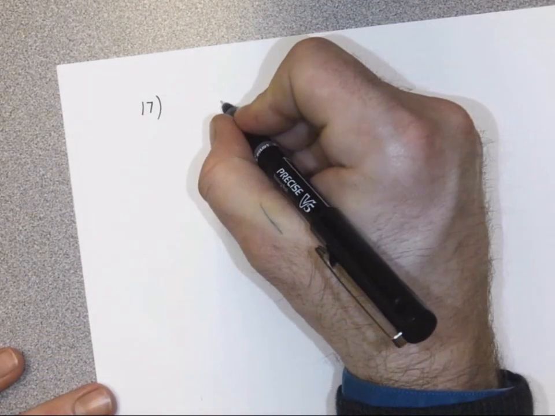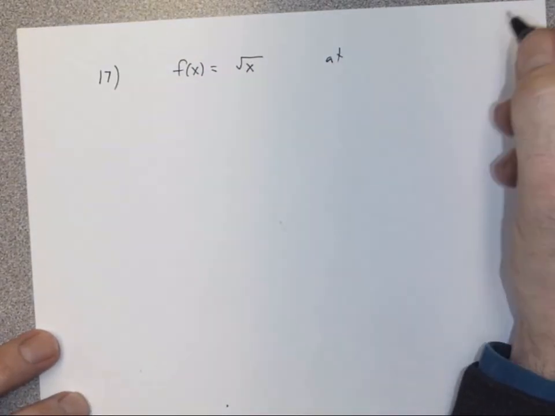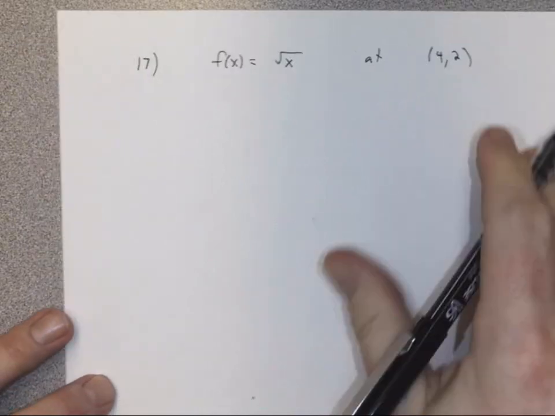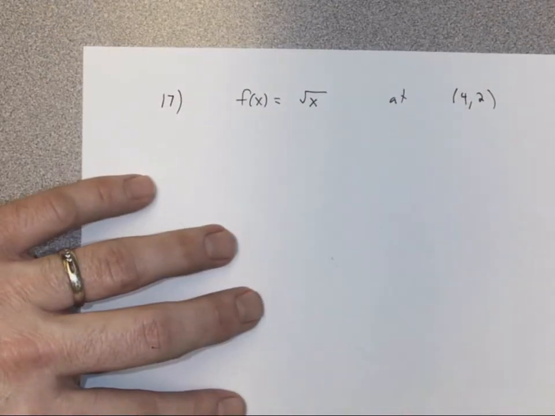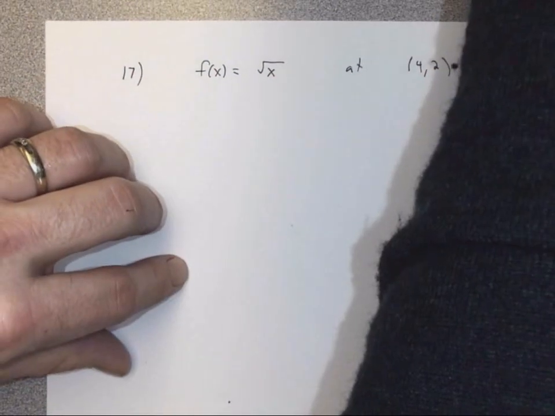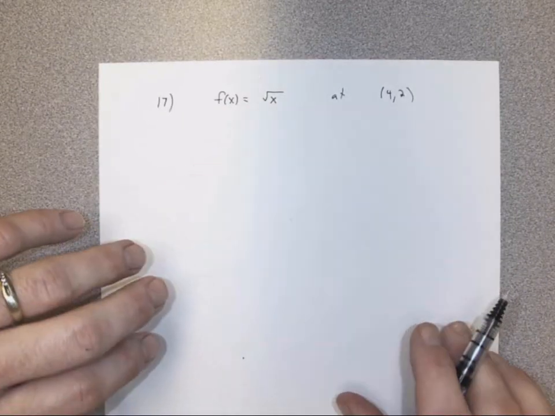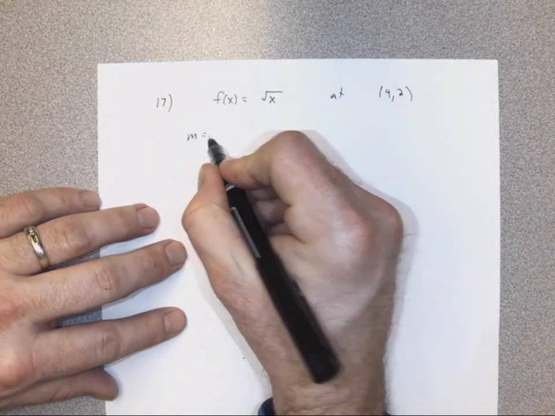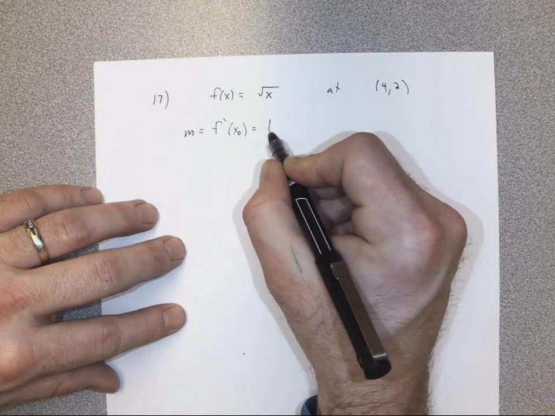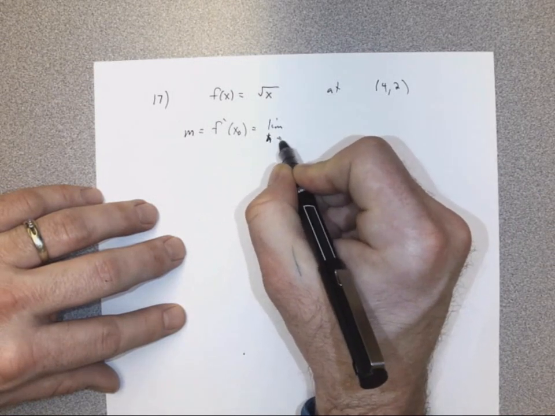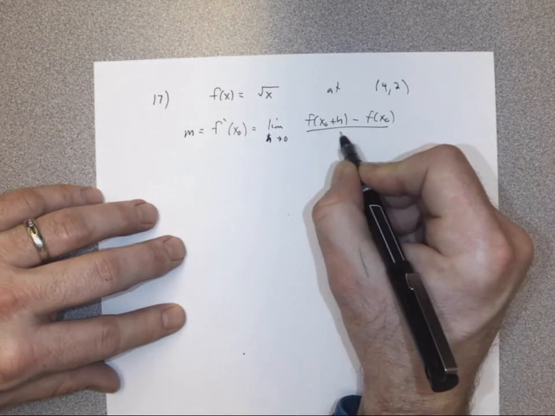So f of x is equal to the square root of x at 4 comma 2. If I want to find the slope of the tangent line, how do you find this m? It's going to be f prime of x naught, which is equal to the limit as h goes to 0 of f of x naught plus h minus f of x naught all over h.